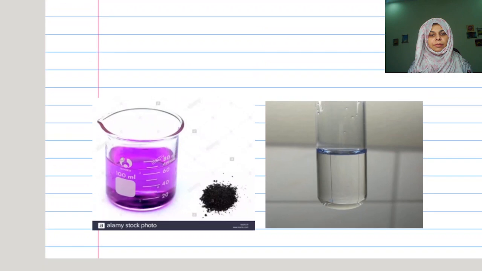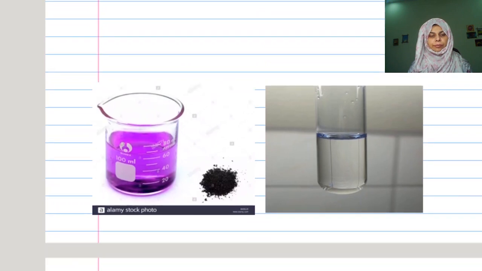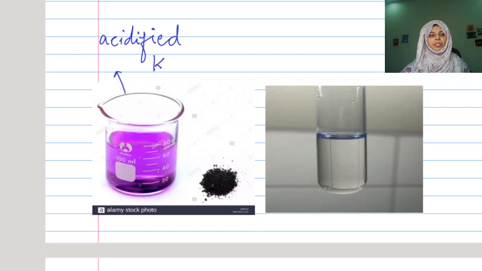In the next part, we will find out if we want to check the presence of either the oxidizing agent or the reducing agent. Acidified potassium manganate is basically an oxidizing agent, right? So this oxidizing agent is used to test for the reducing agent.